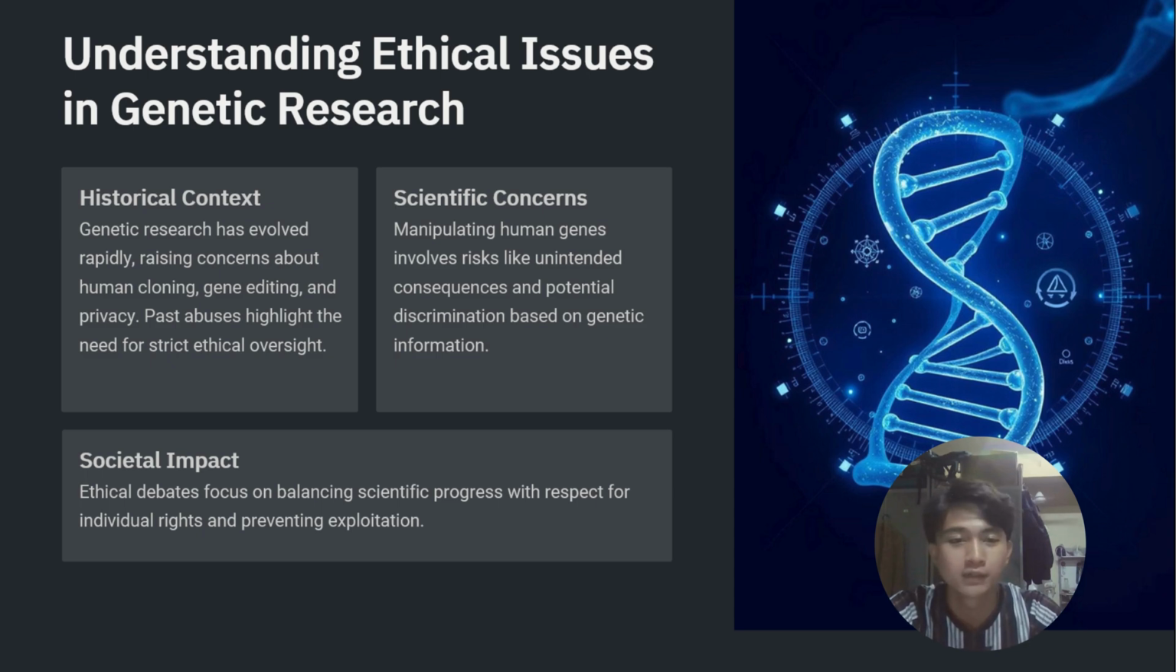All right. So for the third slide, to understand the ethical issues in genetic research, we must first look at the historical context. Genetic research has evolved rapidly, raising concerns about human cloning, gene editing, and privacy. Past abuses in research highlight the need for strict ethical oversight to protect individuals. Additionally, there are scientific concerns regarding the manipulation of human genes, which can lead to unintended consequences and discrimination based on genetic information. Finally, we must consider the societal impact, where ethical debates focus on balancing scientific progress with respect for individuals' rights and preventing exploitation.